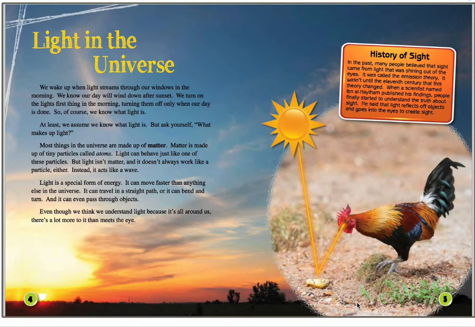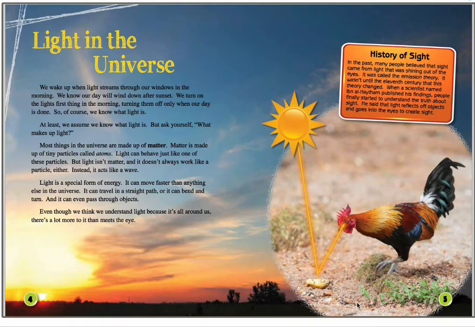Most things in the universe are made up of matter. Matter is made up of tiny particles called atoms. Light can behave just like one of these particles, but light isn't matter, and it doesn't always work like a particle either. Instead, it acts like a wave.